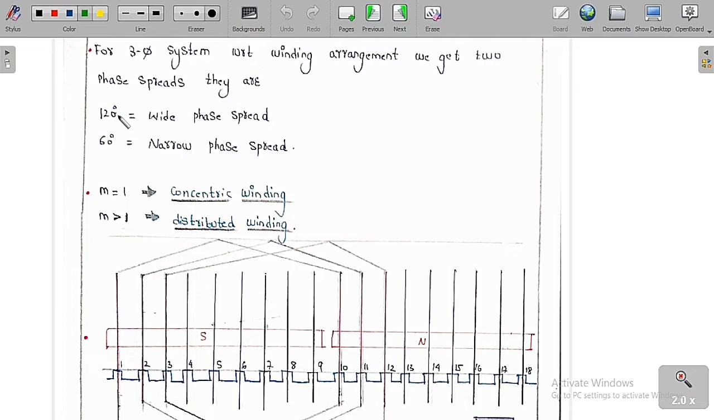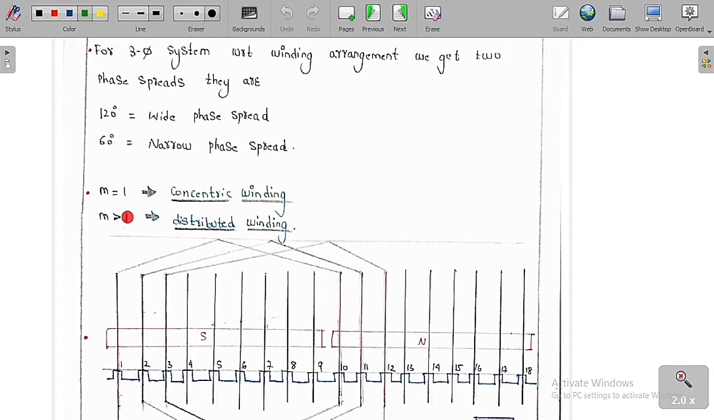So for a three phase system with respect to winding arrangement, we get two types of phase spreads. They are 120 degrees, which is called the wide phase spread, and 60 degrees, which is called the narrow phase spread. But initially we are going to study the 60 degrees, the narrow phase spread, and later we will study the 120 degrees wide phase spread. So M is equal to 1.